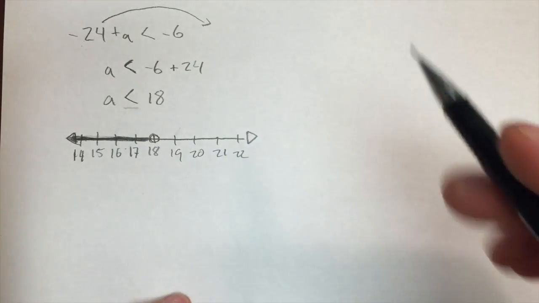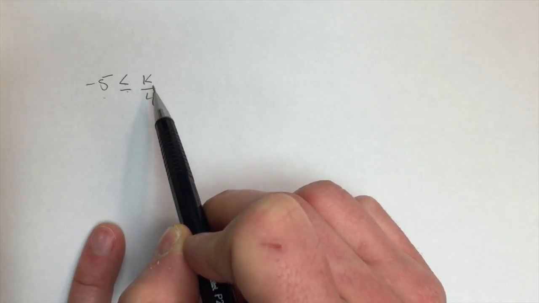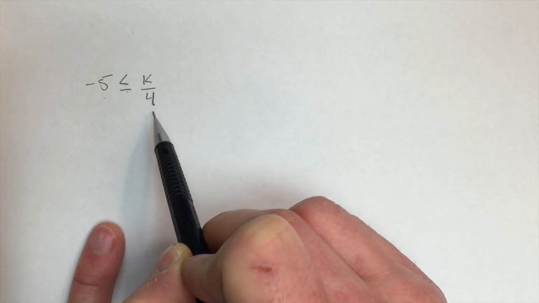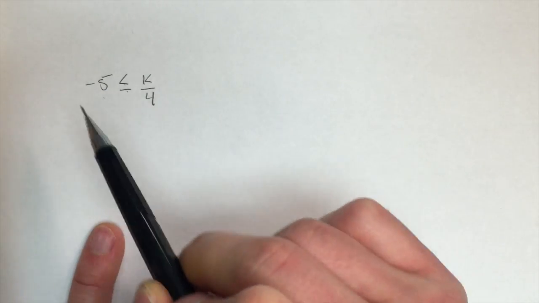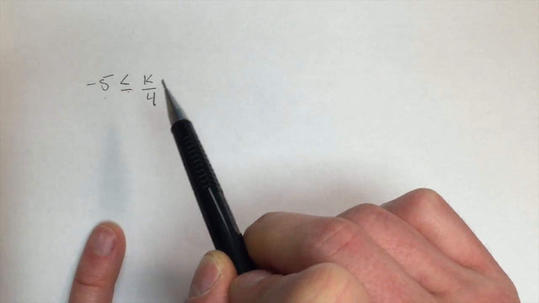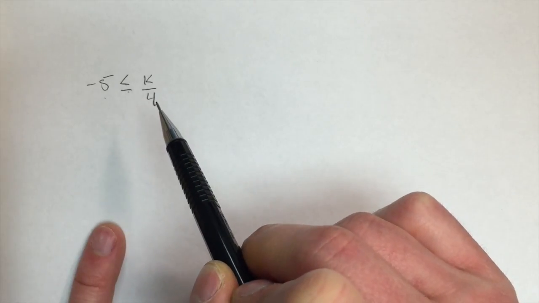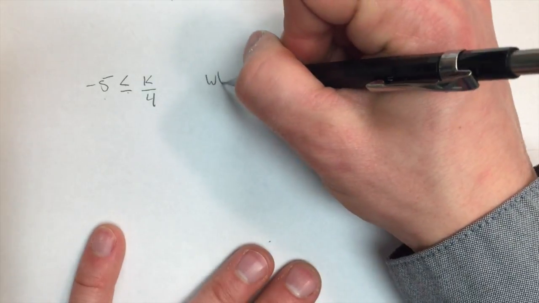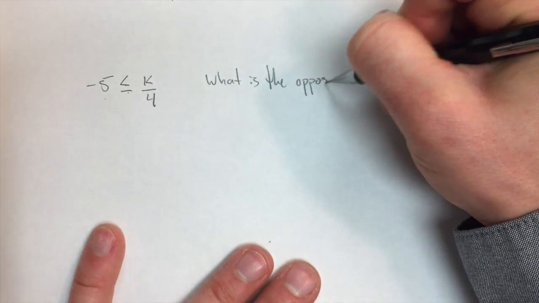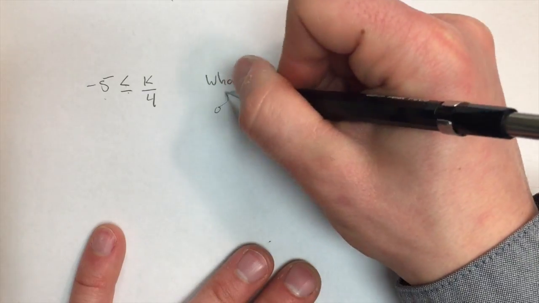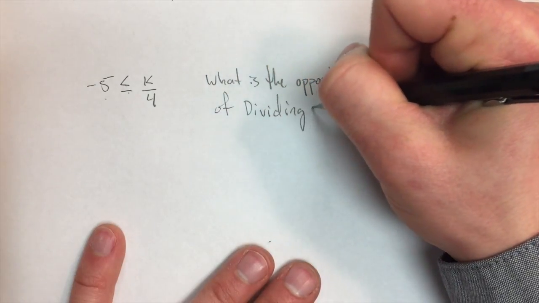Let's do another example. Negative 5 is less than or equal to k divided by 4. We want to look for inverse operations. We want to get the k by itself. The k is being divided by 4. So what is the opposite of dividing?